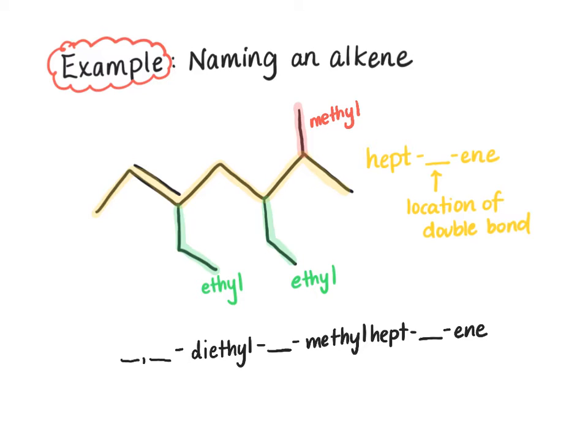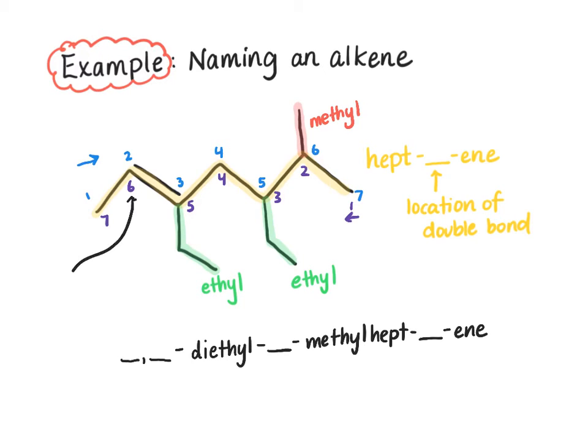So now we just need to figure out our numbering scheme. In this we could do 2 numbering schemes. We could go from left to right, which I'll number in blue, or we could go from right to left, which I'll number in purple. We're only going to pick one of these. When we're numbering a compound with a double bond, we want the lowest number possible to go to our double bond.